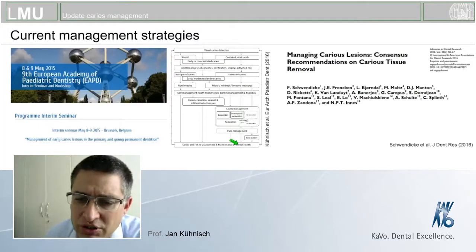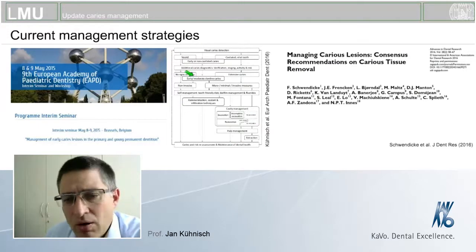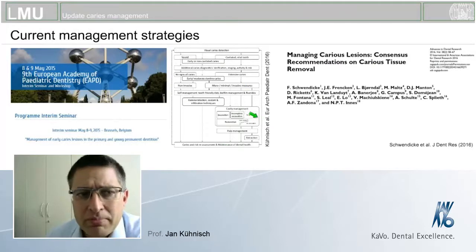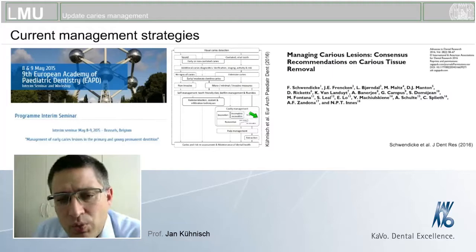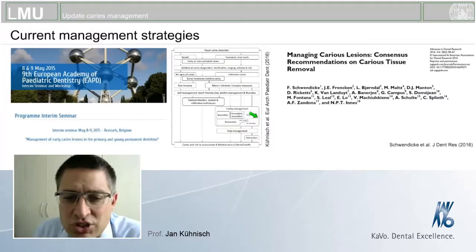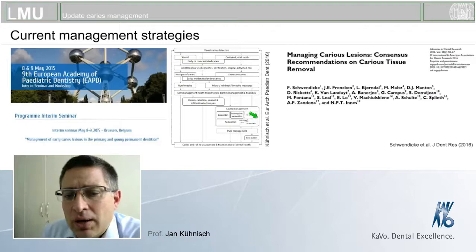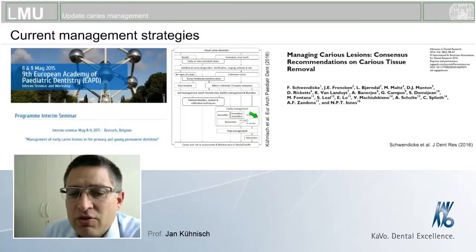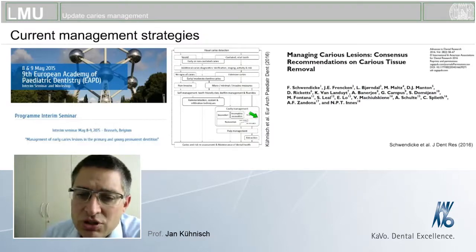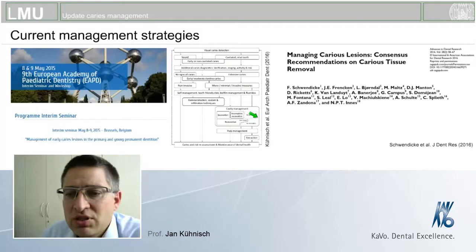I don't want to go into detail and don't want to explain all the pathways which are described there, but the main things under discussion are the following. First of all, we have to manage the non-cavitated caries lesion, and we have to develop a different understanding for the cavity. It means the cavity needs different strategies in comparison to non-cavitated caries lesions.